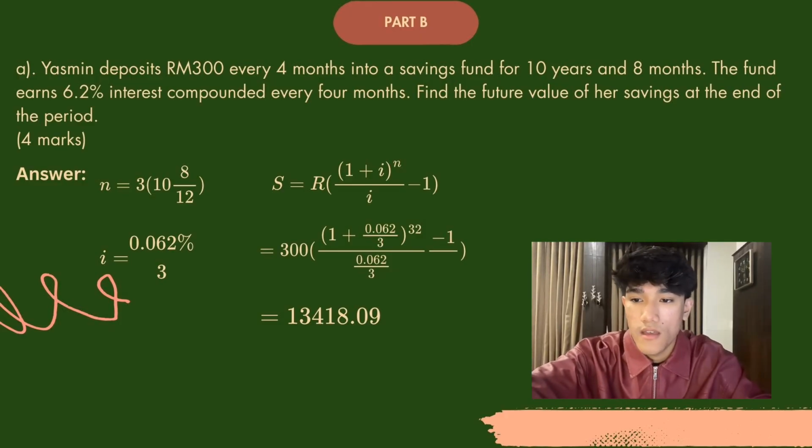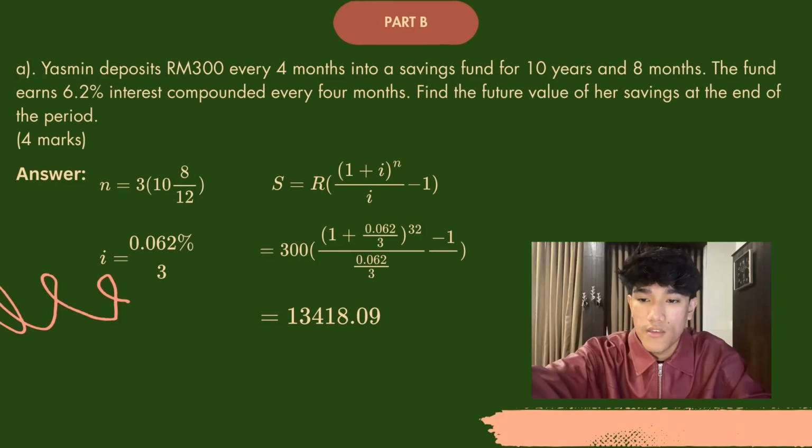First, I calculate the interest per period. I divide 6.2% by 3 because there are three 4-month periods in a year. So the interest per period is about 2.0667%. Next, I use the future value of an ordinary annuity formula.